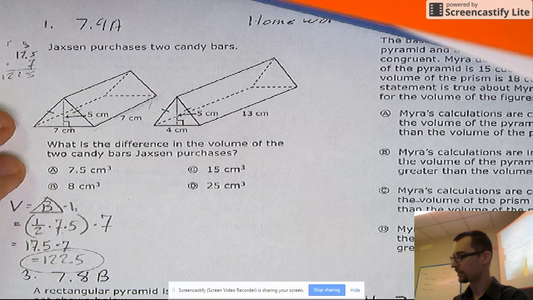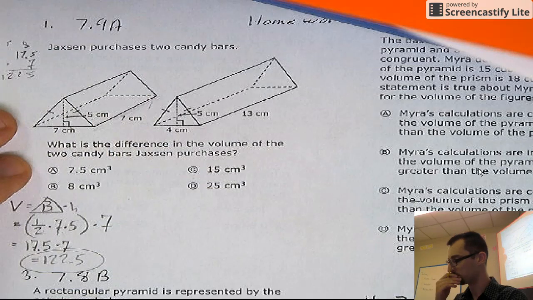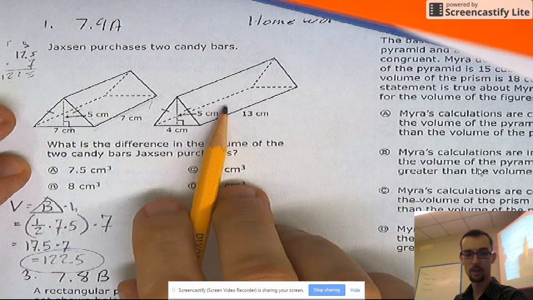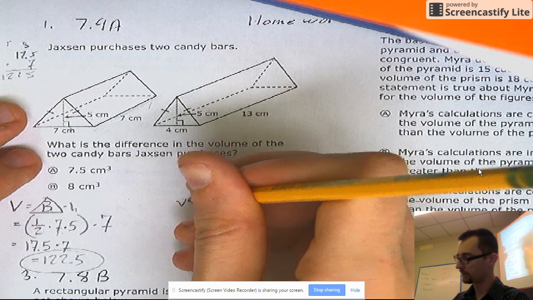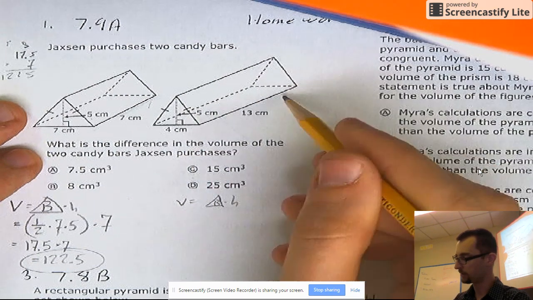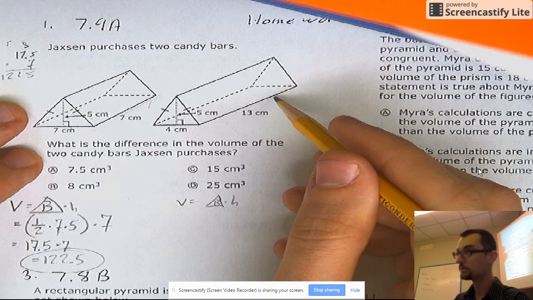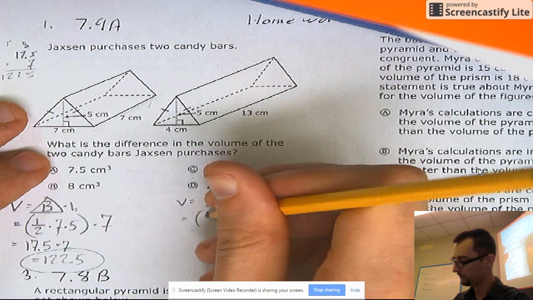And then our small triangle. Actually, I don't know if this is any smaller. It's shorter, but it's longer. Okay, let's see what this is. So this is also a triangular prism, right? So its volume is going to be the area of the triangle times the height of the prism. The area of the triangle is going to be 1/2 times base times height.